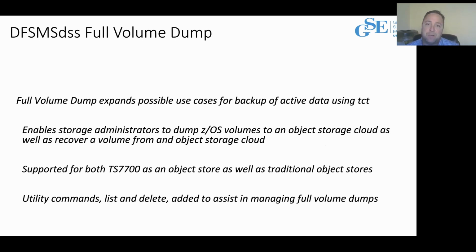So when we've been talking about transparent cloud tiering, primarily we've been talking about HSM migration, right? That's archiving active data, or actually using HSM to migrate active data. So that's the DB2 image copy, FlashCopy use case, right? We FlashCopy our active data, and then we use HSM to migrate that out to the 7700 as an object store. What we delivered this year in September is the ability to dump entire z/OS volumes using TCT, right?